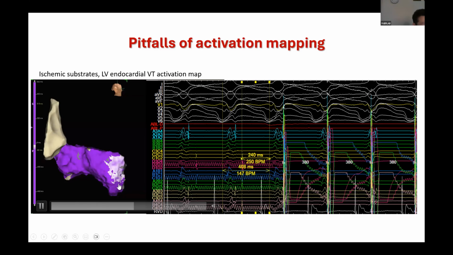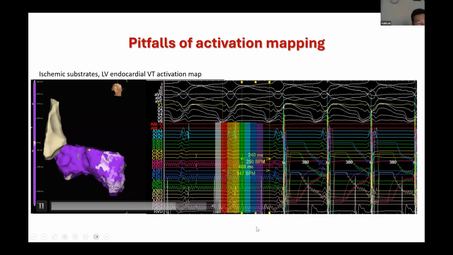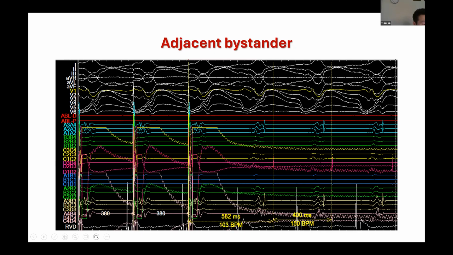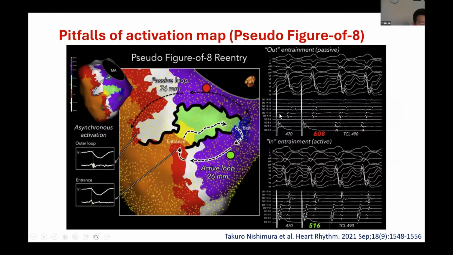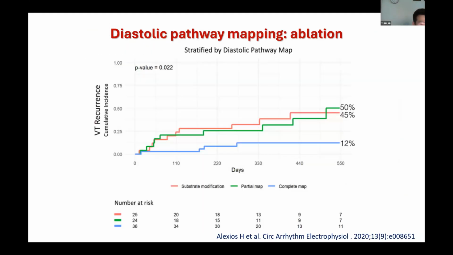So you have no idea, just like in this case, when you put the rainbow color here, it actually already belongs to the location of mid-diastolic, because the VT is relatively slow and the cycle length is long. So this potential is located at the mid-diastolic. But when you try to pace, actually this belongs to the adjacent bystander. This is also a publication from Ross's group, showing that sometimes different mapping approaches were also associated with different outcomes.